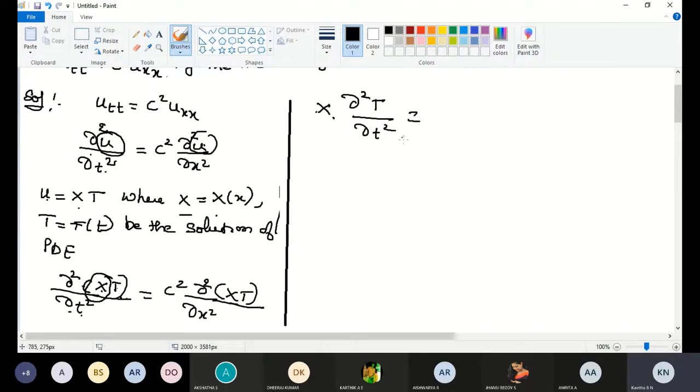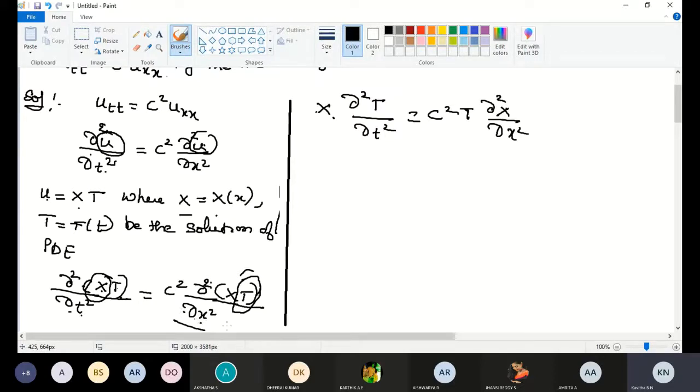Okay, is equal to, then write down c square and observe here del square by del x square. Partially differentiating with respect to x we are doing, means T is a constant. Here T is a constant. Means capital T del square X by del x square. Okay, del square X by del x square.